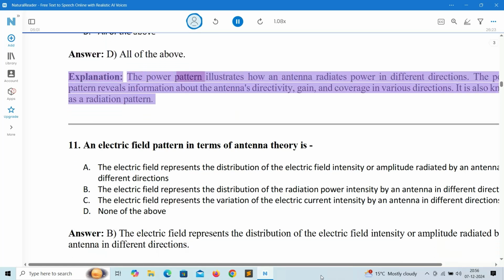Explanation: the power pattern illustrates how an antenna radiates power in different directions. The power pattern reveals information about the antenna's directivity, gain, and coverage in various directions. It is also known as a radiation pattern.